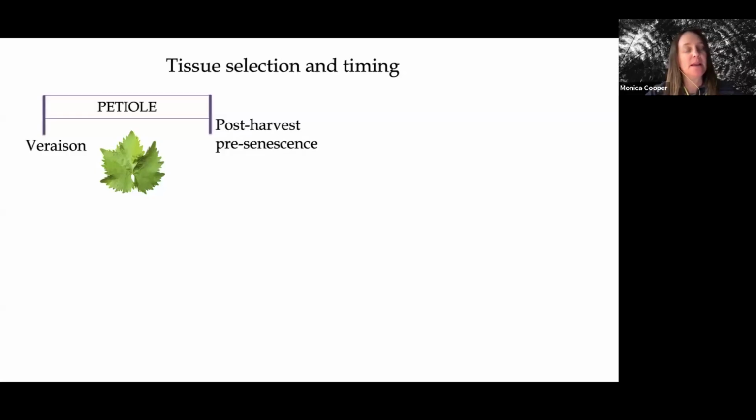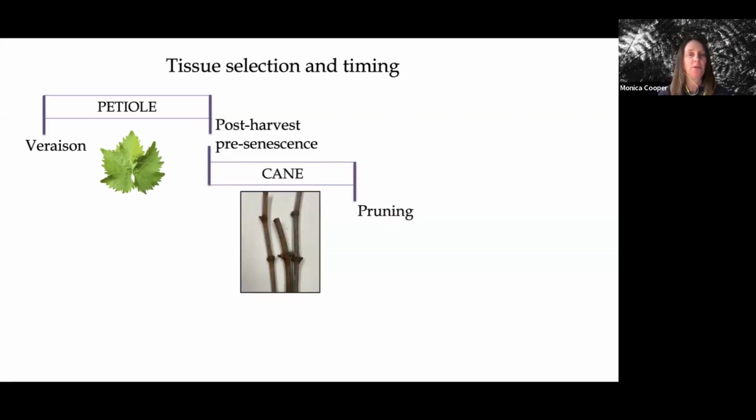And what we found is that we can use petiole tissue for the LAMP assay between veraison, which is the onset of ripening, and just about pre-senescence. So once those leaves really start turning yellow, we no longer use the petioles, but during that period of time, in the ripening period through harvest, we can use petiole tissue. Once the petioles are no longer suitable, we move over to using canes. And we use canes basically from that pre-senescence period through to when they're pruned off.